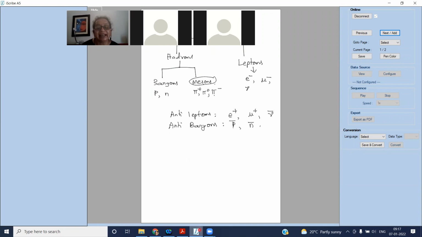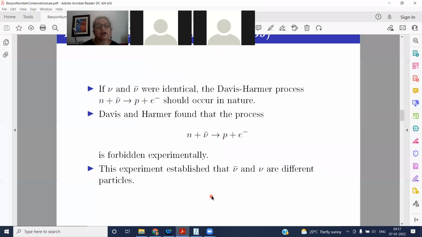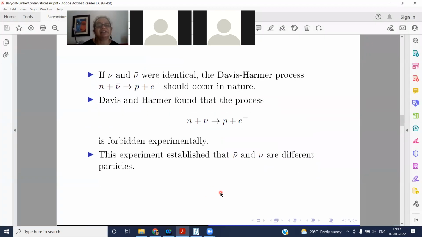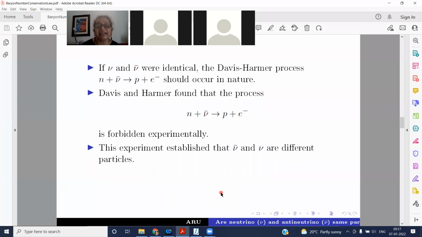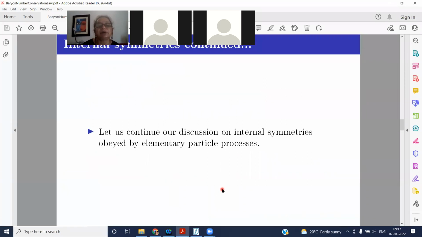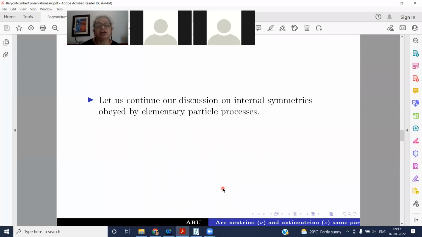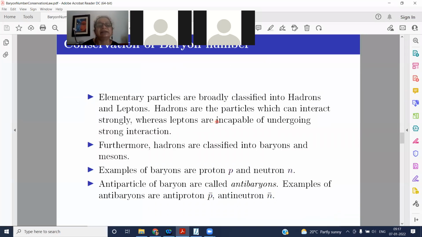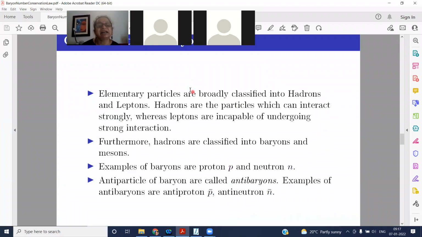Now I go to the next question. My question now is conservation laws. Again, continue to teach me what particle processes are. So that is to talk about one particular interaction that I have. This is called conservation of baryon number. This is a new conservation law.